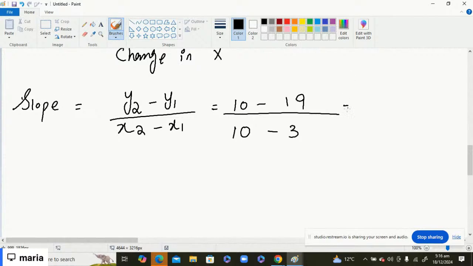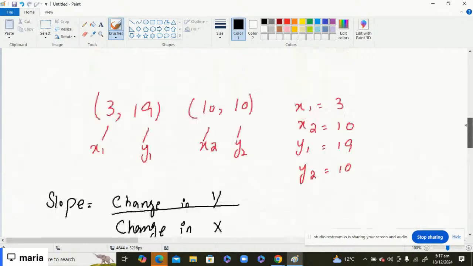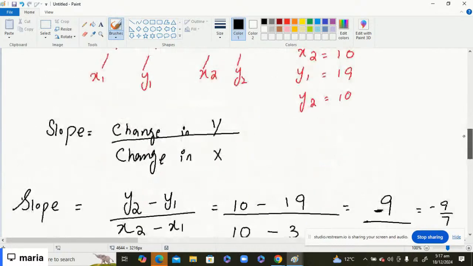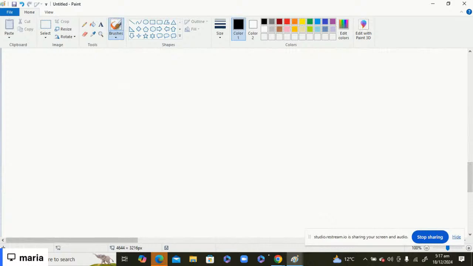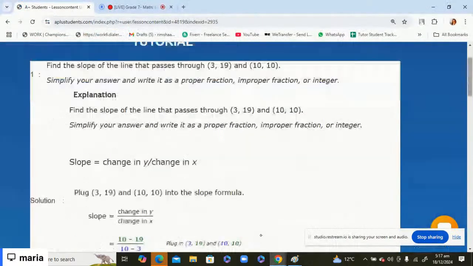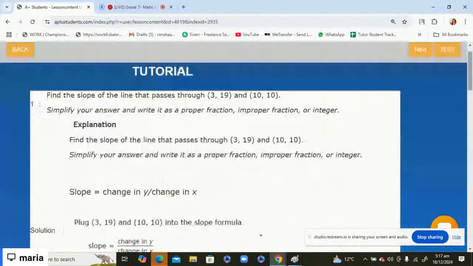Now 10 minus 19. What is the answer? 9 with the negative sign, because the greater number has the negative sign. 10 minus 3 is 7. So this is minus 9 over 7. If two points are given, this is the way that you are going to solve it. All questions are the same. Now let's do the test questions.